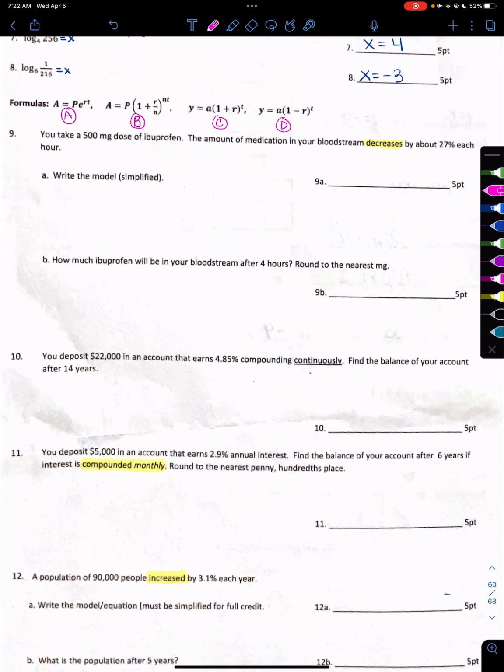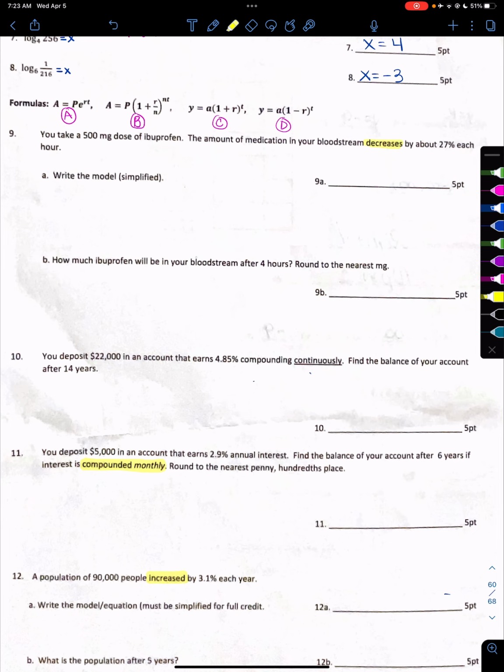Now, the reason that I've labeled them is just to help me match which formula goes where. So the very first one that I have here, A equals P e to the R T, is what it looks like. When it has e, that is going to be one that says compounded continuously. So as I read over these problems, number 9 says that the medication in your bloodstream is decreasing by 27% each year. So that one does not have continuously in it, okay?